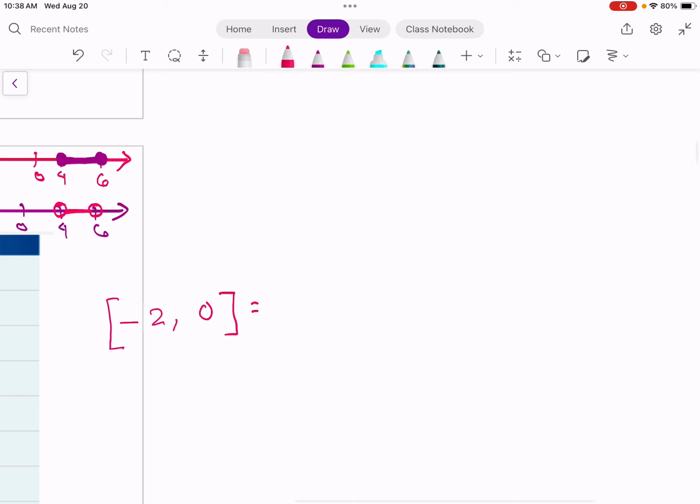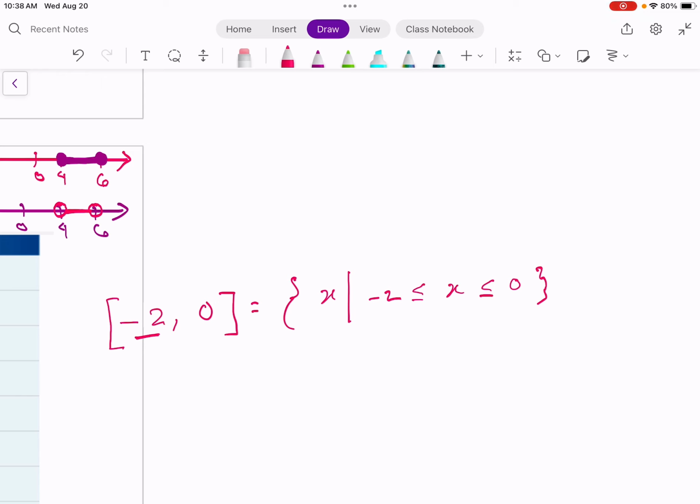Here we write in set notation x, where x is any number that we are using to represent in general. So x such that x is greater than or equal to -2 and less than or equal to 0. So every number in between -2 and 0, including -2 and 0, is in this set.